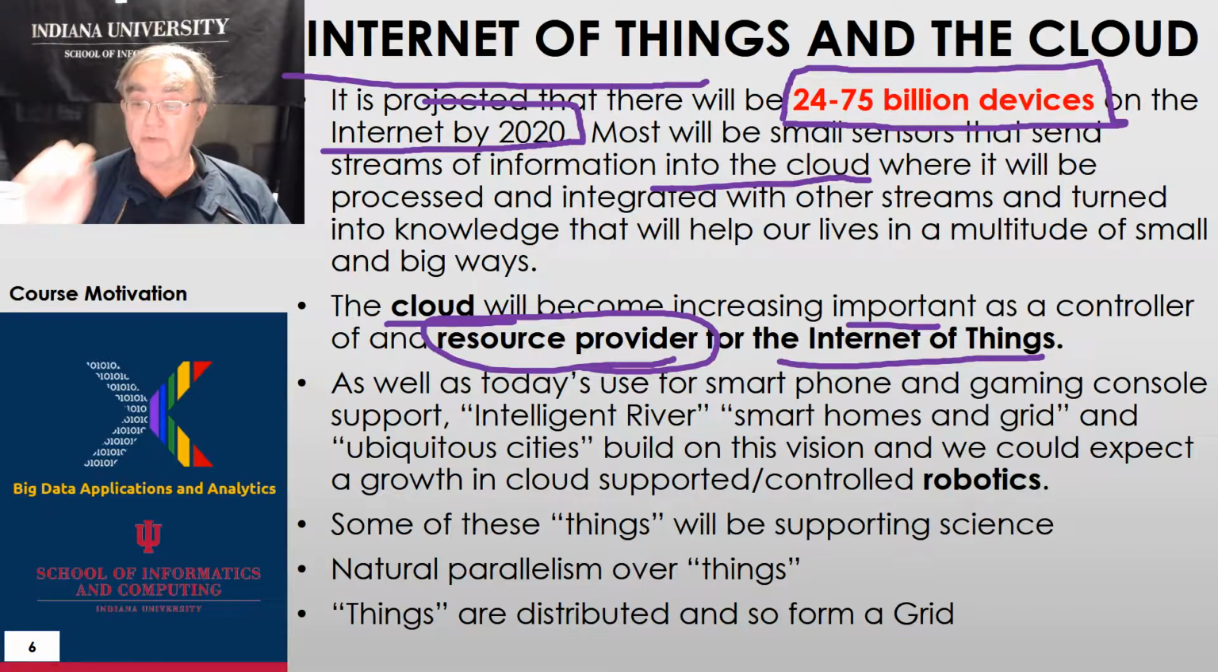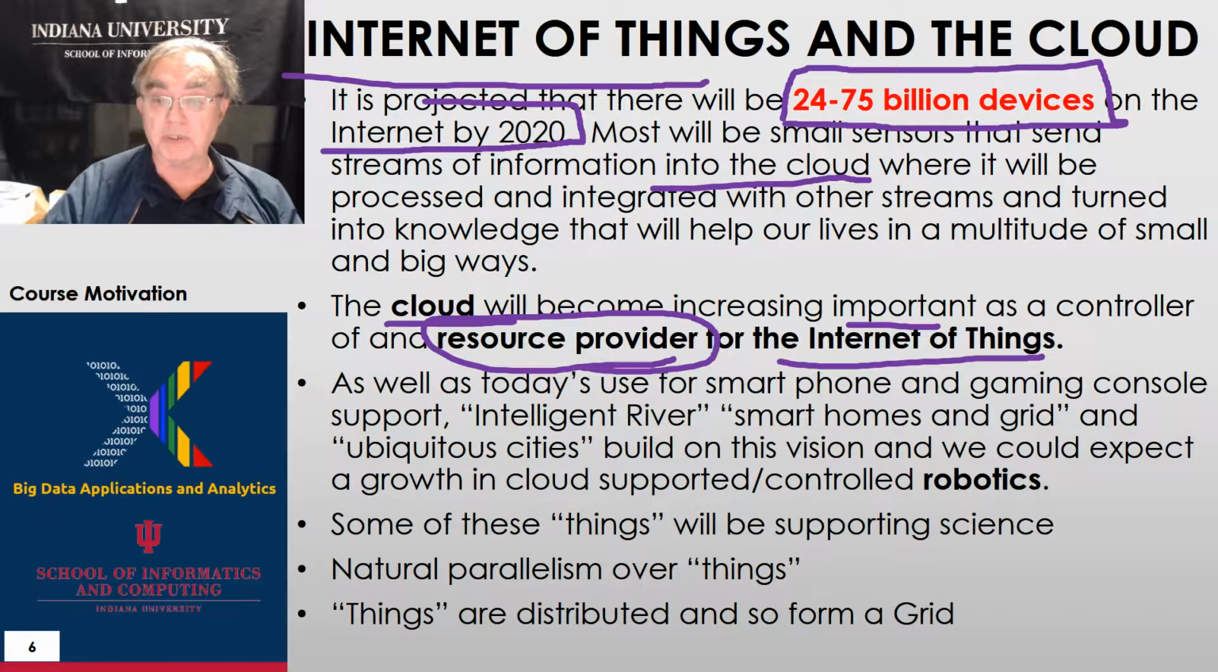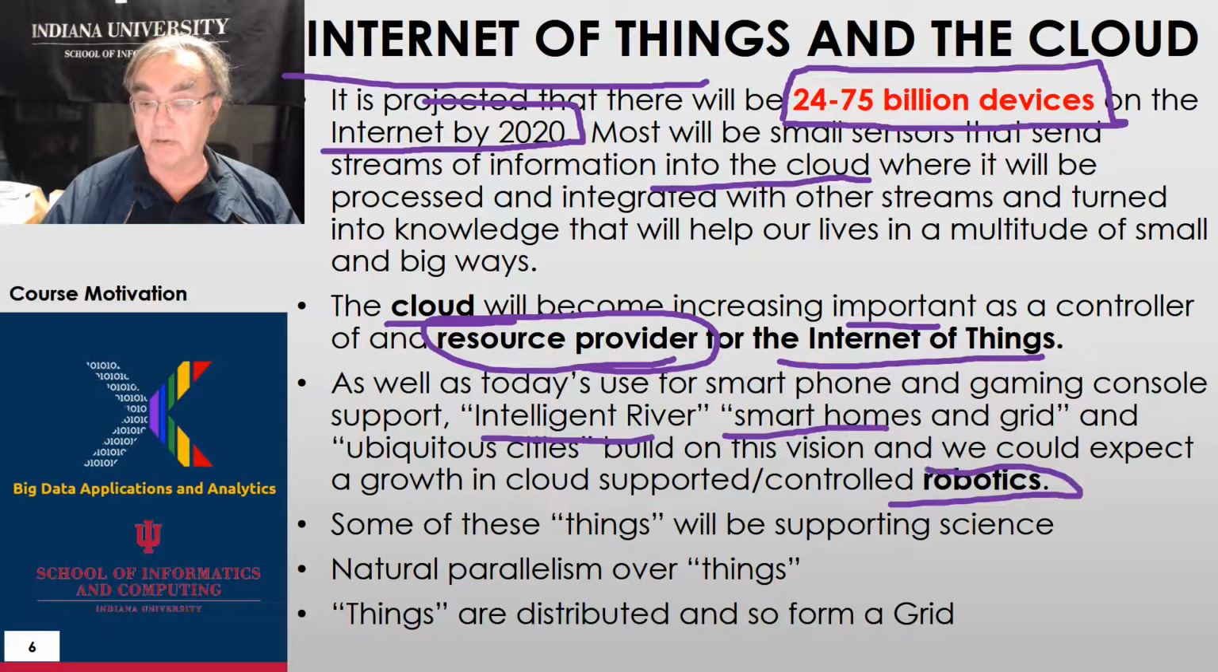So we have all sorts of ways of representing the fact that the world will be full of tiny computers. Remember, I pointed out that Moore's law said CPUs are getting smaller and smaller, so you can sprinkle them around: smart dust, intelligent rivers, smart homes, smart grid, ubiquitous cities, the Korean term. We also expect lots and lots of work on robotics. Some of this Internet of Things will support science, and these things are very naturally parallel. Everything can be processed largely independently in this basic step.